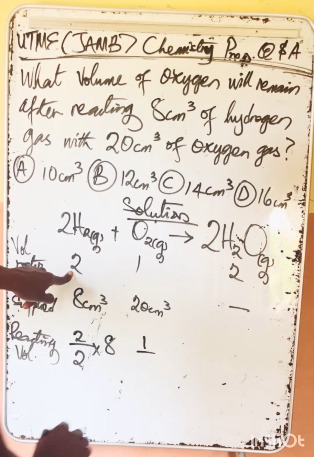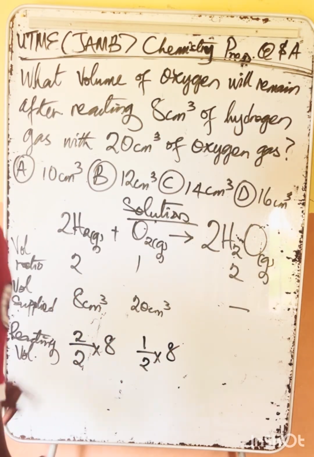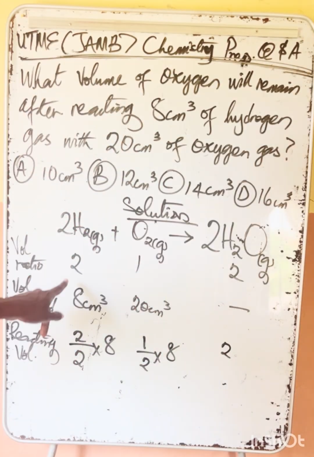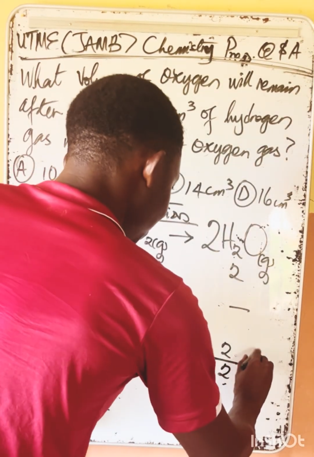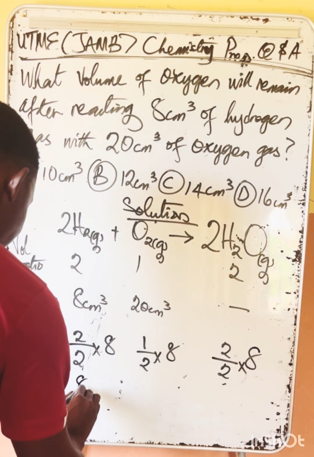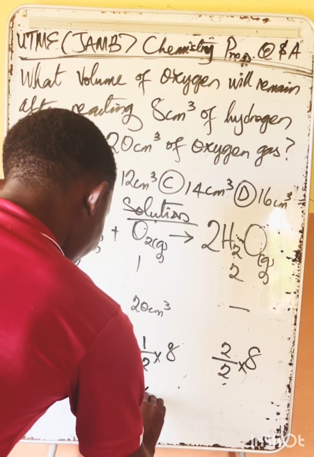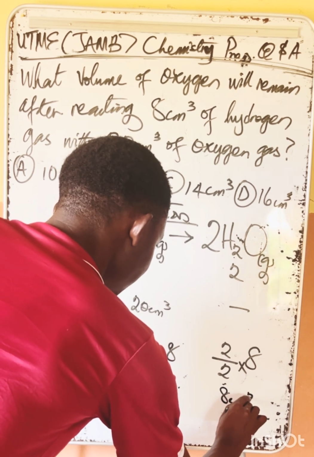Then for oxygen, the ratio of oxygen is 1. The ratio of the limiting reactant, hydrogen, is 2, times volume of the limiting reactant, which is 8. Then for water, it will be 2, which is the ratio of water over the limiting reactant 2, times volume of the limiting reactant, which is 8. So if we do our math here, this will leave us with 8 cubic centimeters here, 4 cubic centimeters here, and 8 cubic centimeters here.